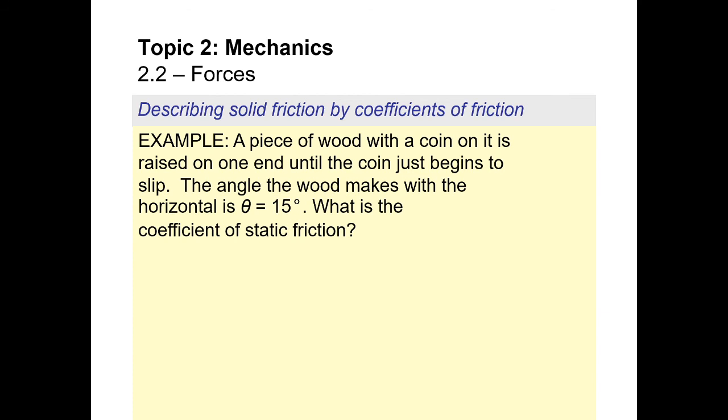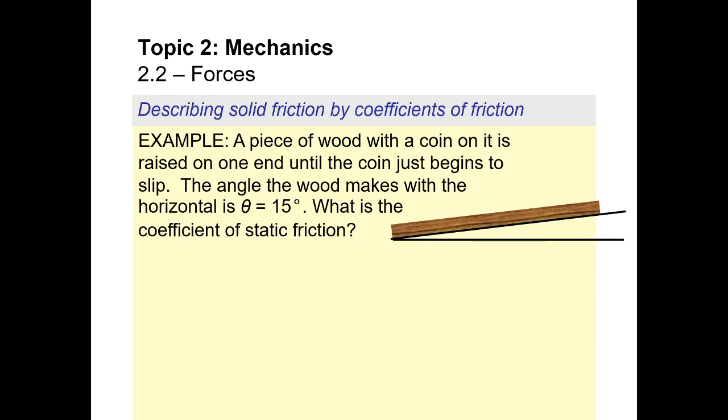Okay, so here we have a piece of wood with a coin, but it's the same idea as having the book and the ruler. You just keep increasing the incline until the coin slides and falls. Unfortunately, the animation doesn't seem to be working. I think it's probably the amount of RAM I have. The computer's a bit slow right now. Based on the question, the angle the wood makes with the horizontal is 15 degrees once this thing starts to slide. What is the coefficient of static friction?